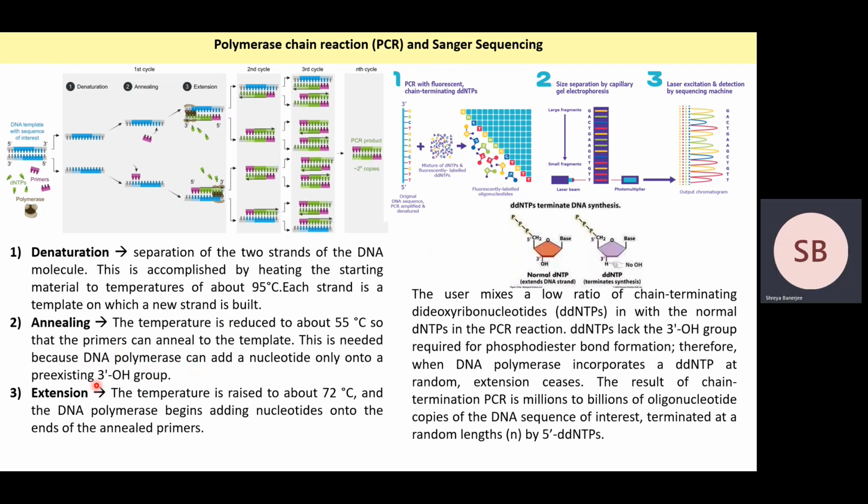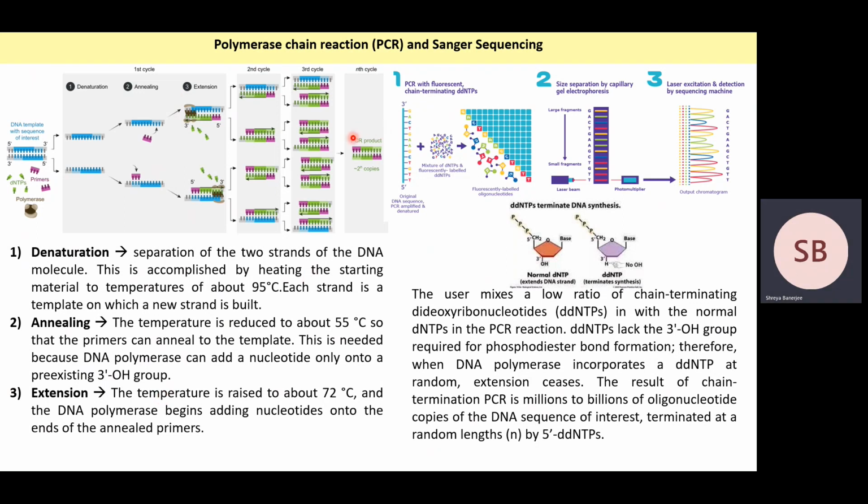So in order for this 3' OH group to exist, an initial primer needs to be annealed to the DNA template. The third step is called extension, and here the temperature is raised to about 72 degrees Celsius, and the DNA polymerase begins adding nucleotides one by one at the end of this annealed primer, and the nucleotides are added following the complementary base pairing rules. And this whole process is called polymerase chain reaction.